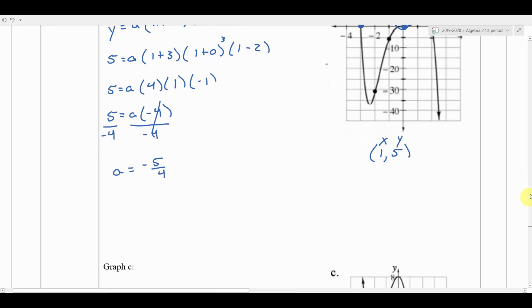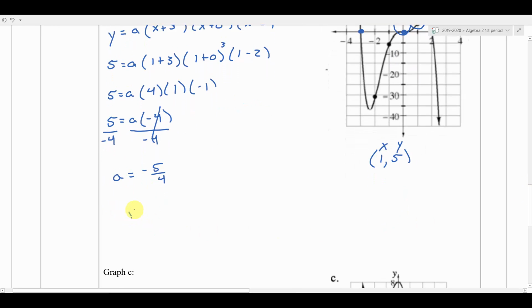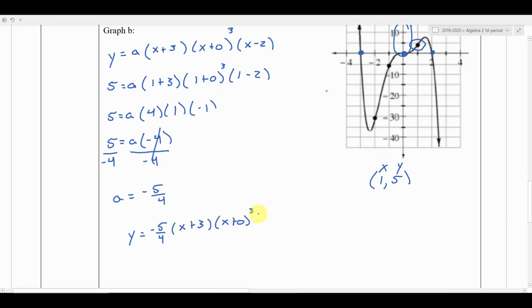All right, so I'm going to write my final equation. So I've got y equals, I now know the a value, so I'm going to put that -5/4 out front as my leading coefficient. I'm going to have x plus 3, x plus 0 cubed, and x minus 2. And there's my final equation for this polynomial over here.